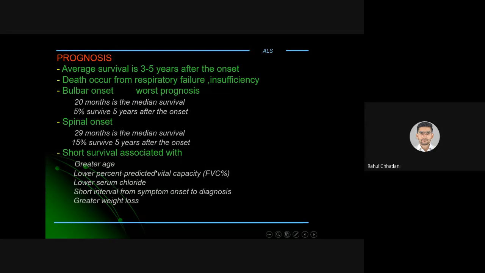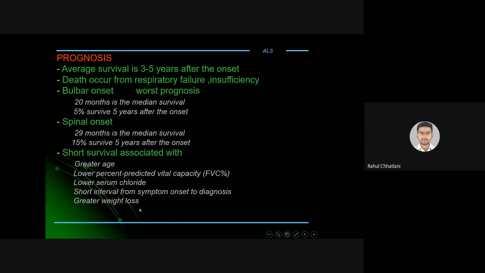So for that reason, if serum chloride is lower, nerves will be damaged more and more. There are chances the patient will not survive, the condition will get worse. Short interval from symptom onset to diagnosis. So if the symptom has set in and is diagnosed immediately, that means you are going to see the patient for up to 3 to 5 years from the onset only. Yes, that is a predefined timeline for that individual with ALS.